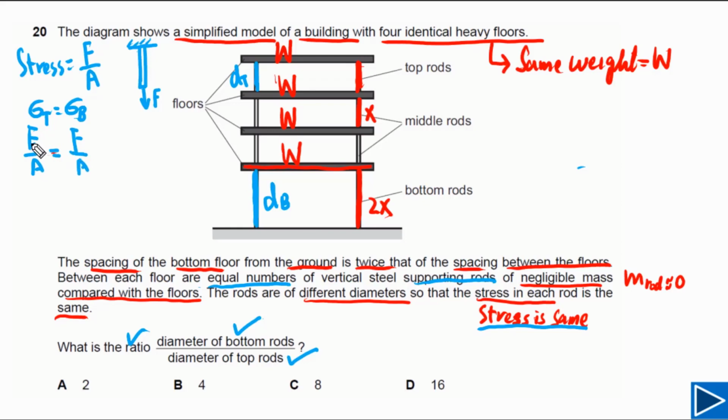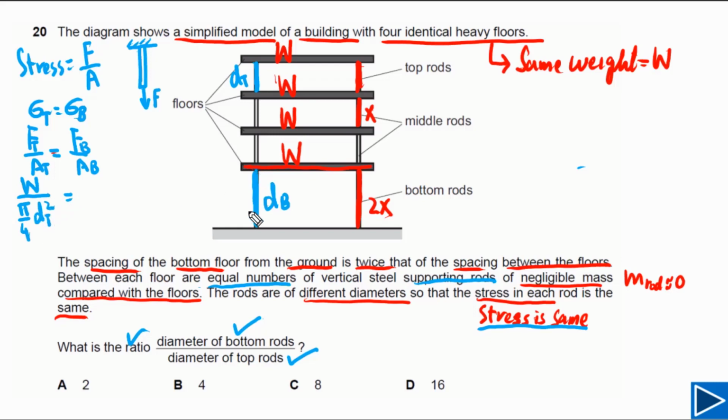But the force here is the force acting on the top rod, and this is the force acting on the bottom rod, and this will be the cross-sectional area of the top rods, and this the cross-sectional area of the bottom rods. Now if you look at the top rod, it is only supporting one floor, and the weight of one floor is equal to W. So the force acting on the top rods is equal to W. The cross-sectional area of the top rods we can write as pi by 4 dt square.